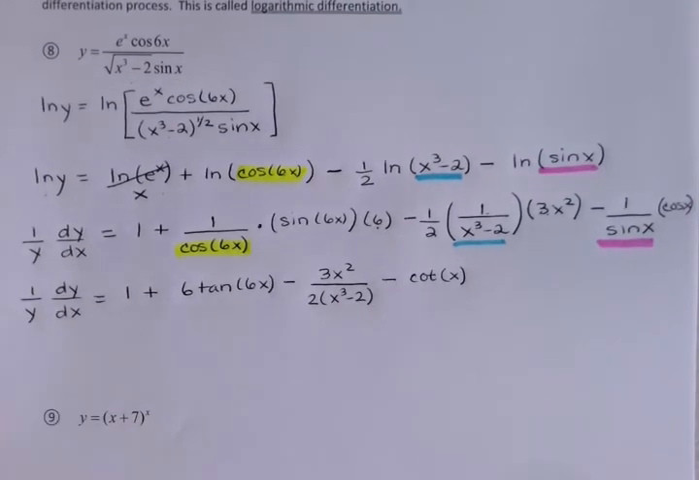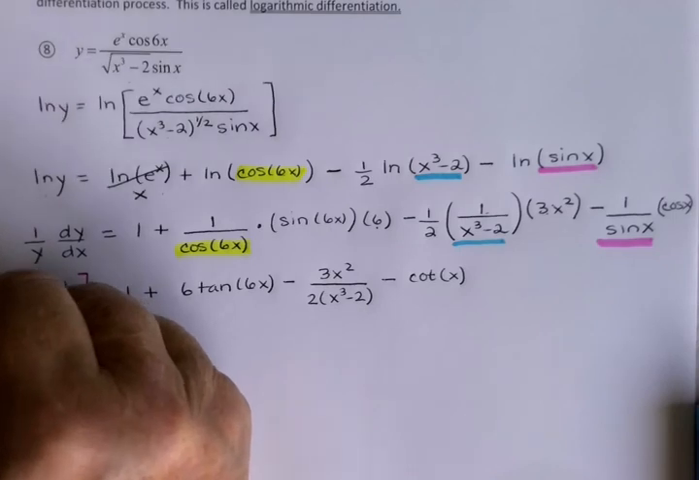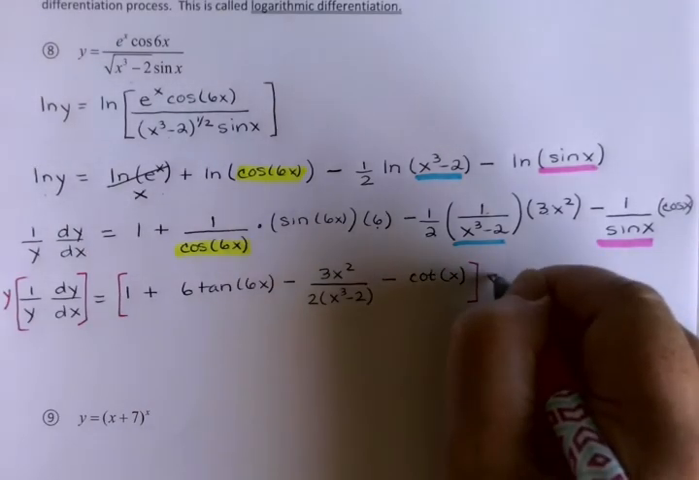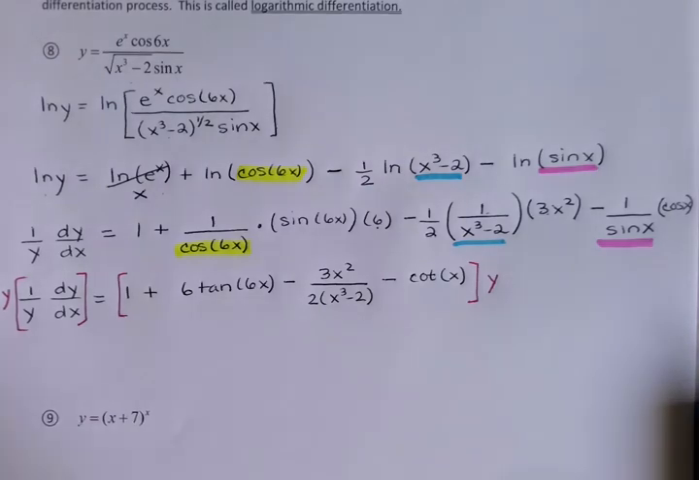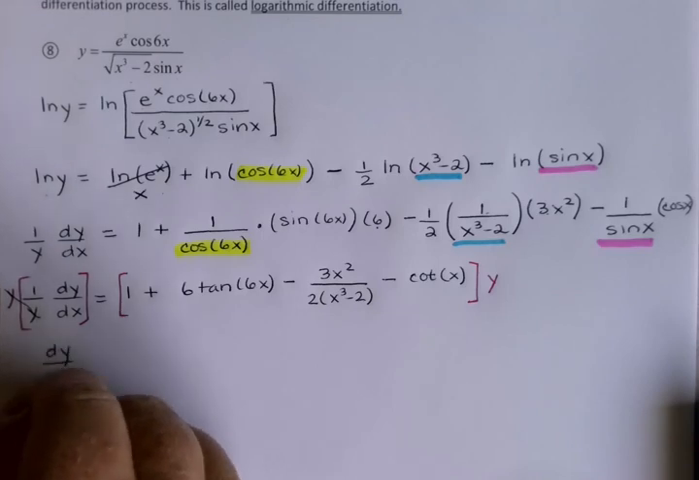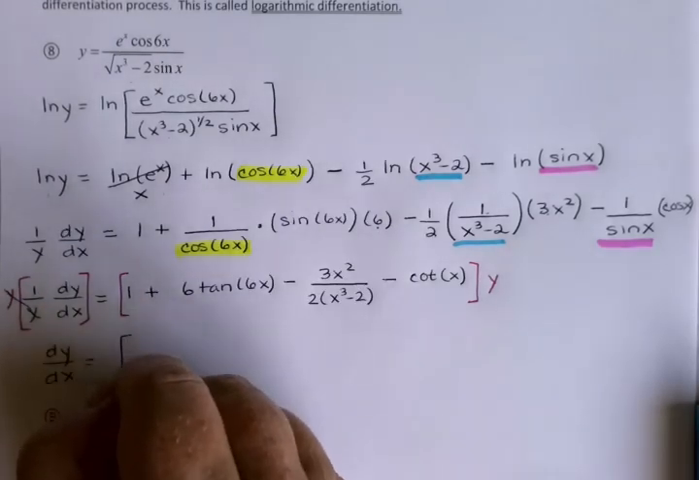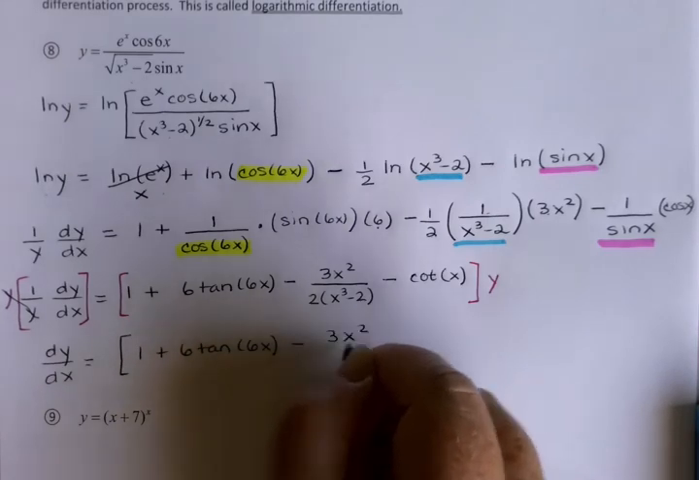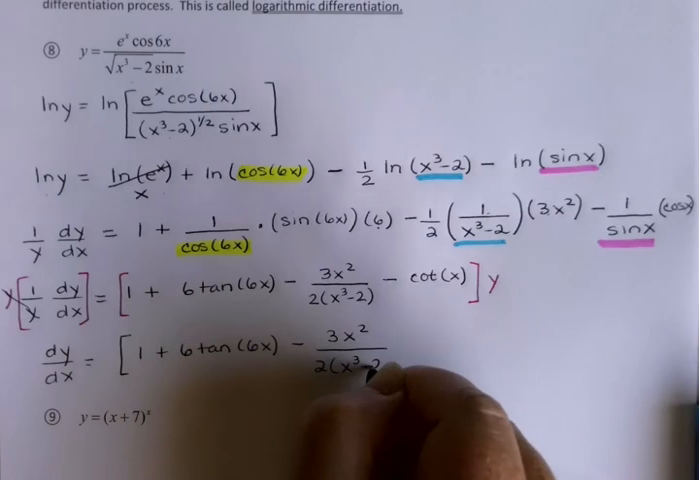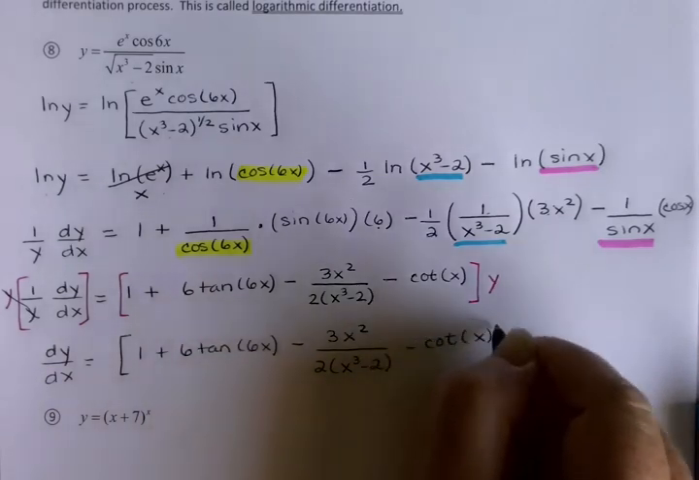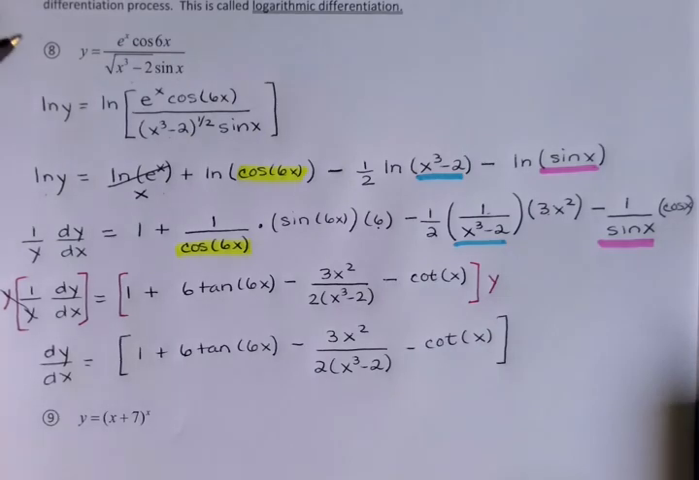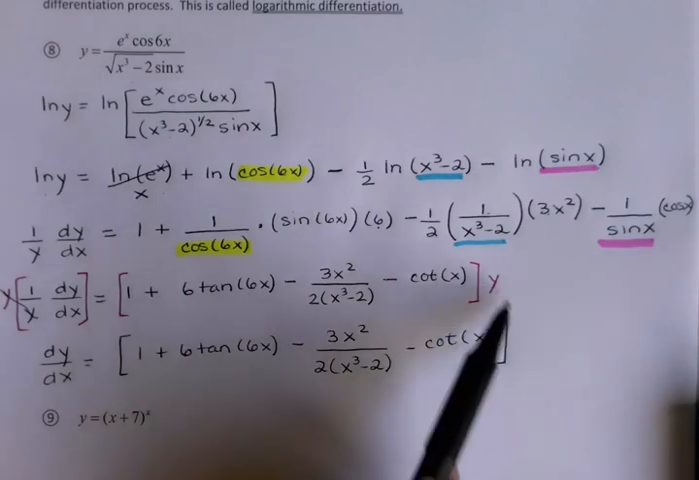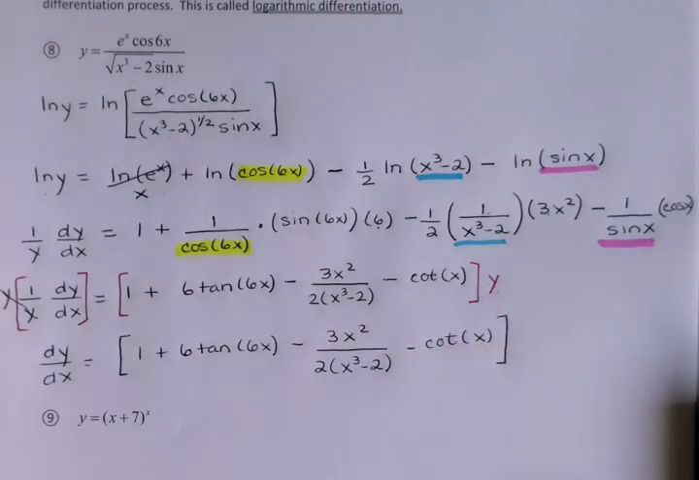In order to solve for dy dx now, I just have to multiply both sides by y. But before I do that, well, actually, do this first. Let's get rid of those y's. So I do have dy dx now. And I'm going to start copying everything that's in my brackets. But remember, the original function was explicit, right? So I really don't want a y in my answer. I'd really like an explicit derivative. So I'm just going to replace that y with what y equals.